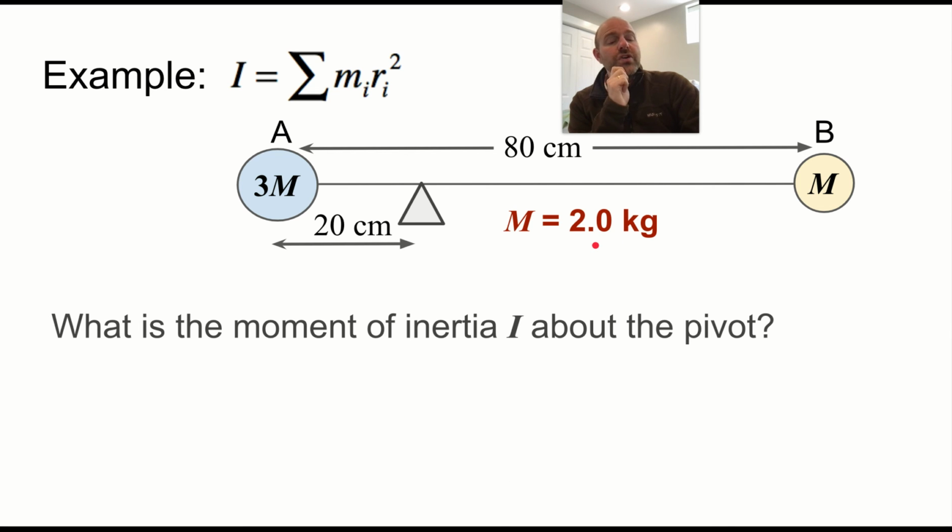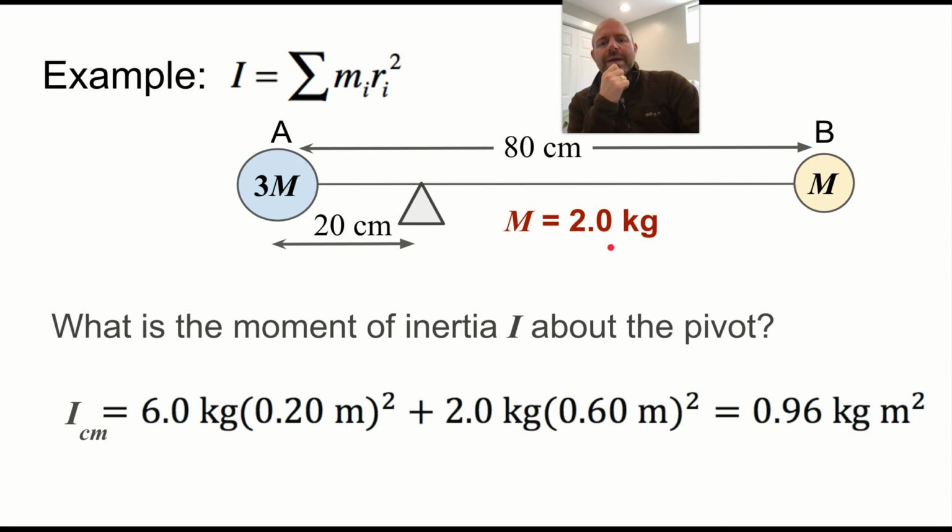What is the moment of inertia about that pivot point? Well, if we have the center of mass formula, it says you take the mass multiplied by its position along the line squared, and so on. Or not its position, excuse me, its distance from the pivot point. And that's the difference too.